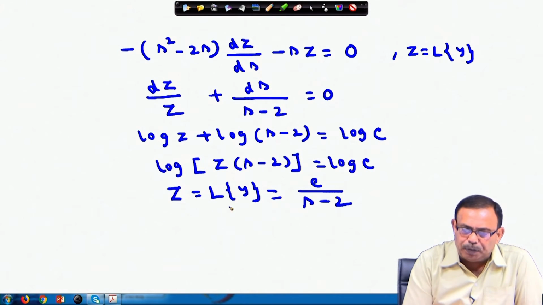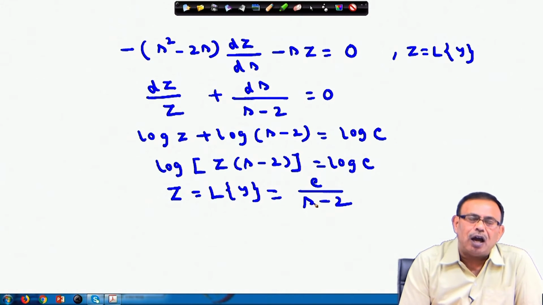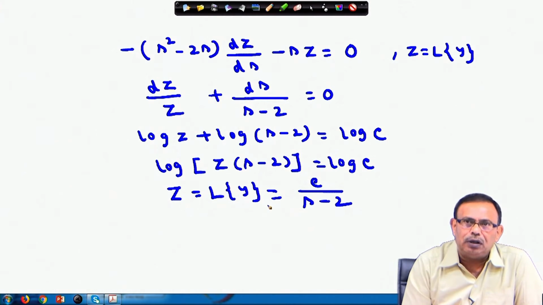So, my next step is to find this. Again I am reminding you, whenever you have variable parameters as coefficients in the ODE, the second order ODE is converted into a first order ODE. I am finding the solution, and I am finding it in this particular format.